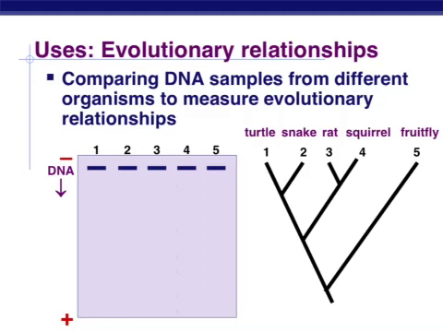Okay, so in terms of evolutionary relationships, like I said, we could compare DNA samples from different organisms as a way to measure how closely related they are. And a lot of the cladograms that we studied when we looked at ecology and evolution are based on information that we got from gels, so based on the separation and how many bands they have in common and things like that.